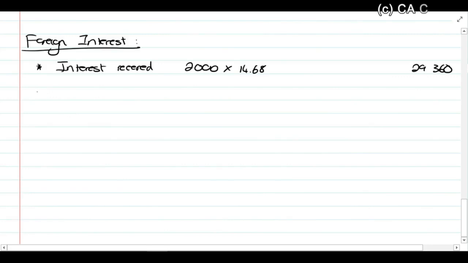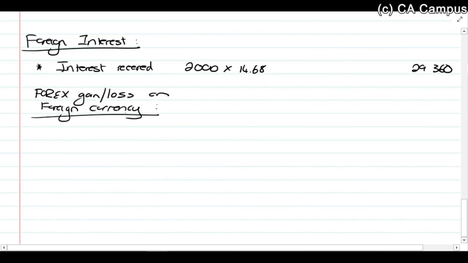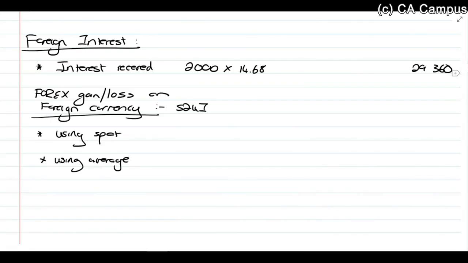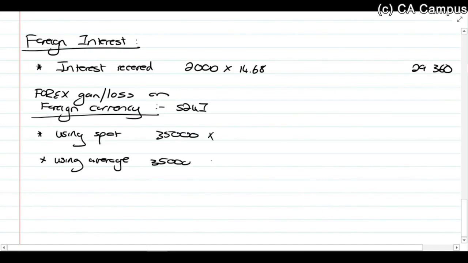Now we have to do our forex gain or loss, and this is on that foreign currency. Okay, section 24I. So we've got a spot rate, we've got an average rate. Which one should you use? Well, that depends on what it gives us. So let's do both of them. So it's 35,000 foreign currency that we've got in the bank. We multiply that out for the spot rate and the average rate.